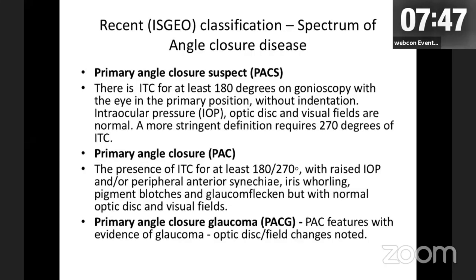All this has moved on to the newer classification of the spectrum of angle closure disease, which we now call PACS, PAC, and PACG. I'm sure many of us are already aware of what this spectrum is all about. PACS is essentially asymptomatic angle closure, narrow angles. Primary angle closure is iridotrabecular contact, 180 degrees or so, with some synechiae and pigment blotches and so on, but normal disc, normal field. PACG is full-blown glaucoma with all the features of angle closure.